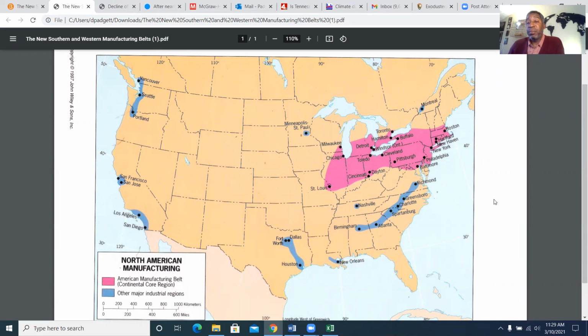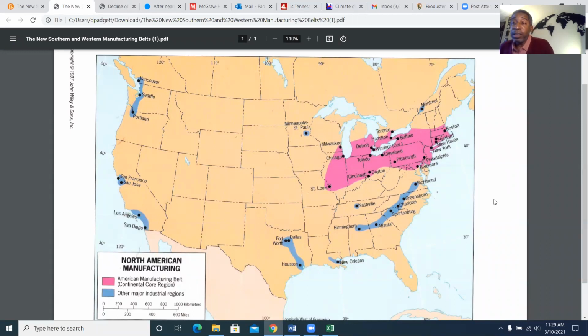There are car plants in Mississippi. There are high-tech manufacturing sectors in Texas and California and up in the Pacific Northwest. So we started to see a shift away from that pink-colored area on the map, which is the historic location of the manufacturing belt, and more opportunities shift towards the South.